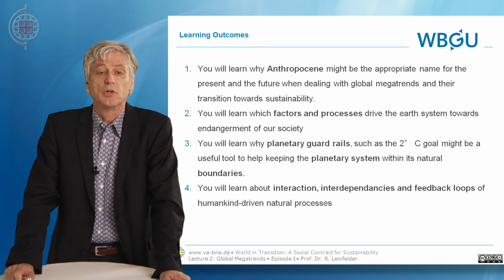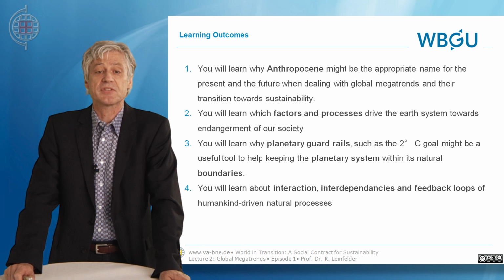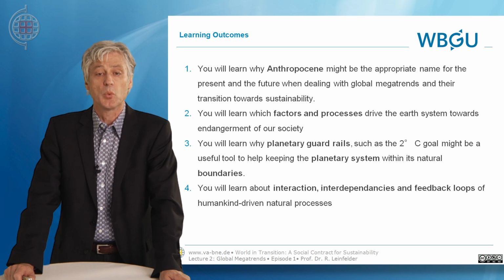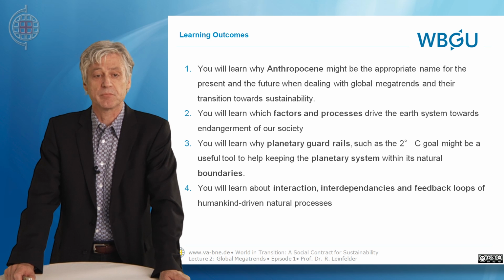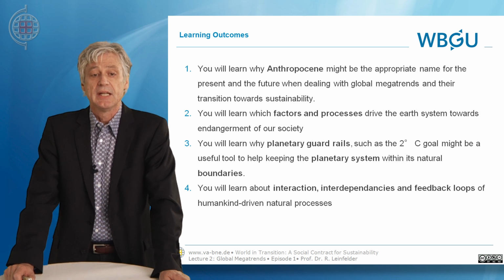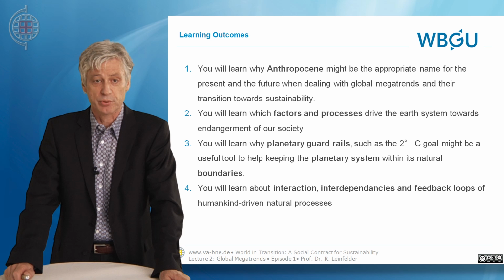So I hope what you will learn here are a couple of things. First, why the term Anthropocene might be the appropriate name for the present and the future when dealing with global megatrends and their transition towards sustainability. Second, which factors and processes drive the Earth system towards endangerment of our society? And then why planetary guardrails such as the 2-degree centigrade goal might be a useful tool to help keeping the planetary system within its natural boundaries. And at last, I hope we will learn about the interaction and interdependencies and feedback loops of humankind-driven natural processes.